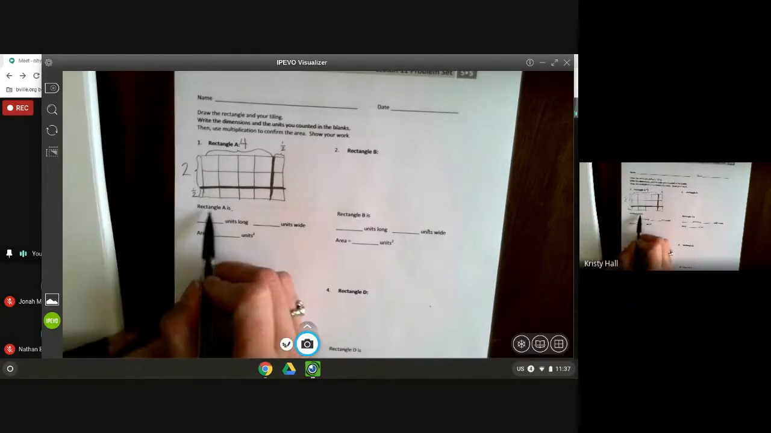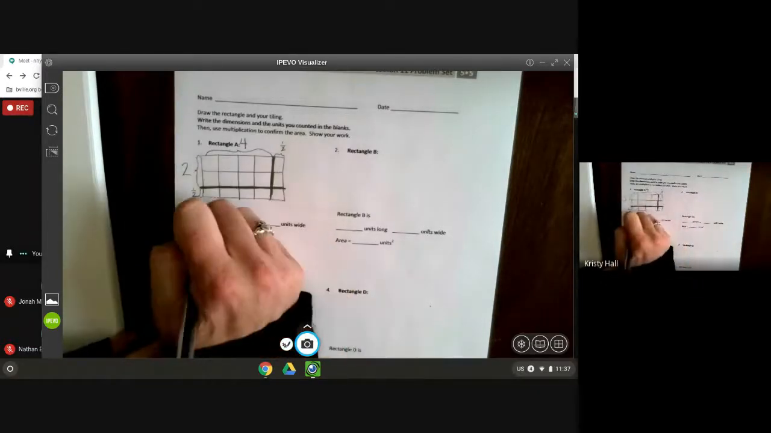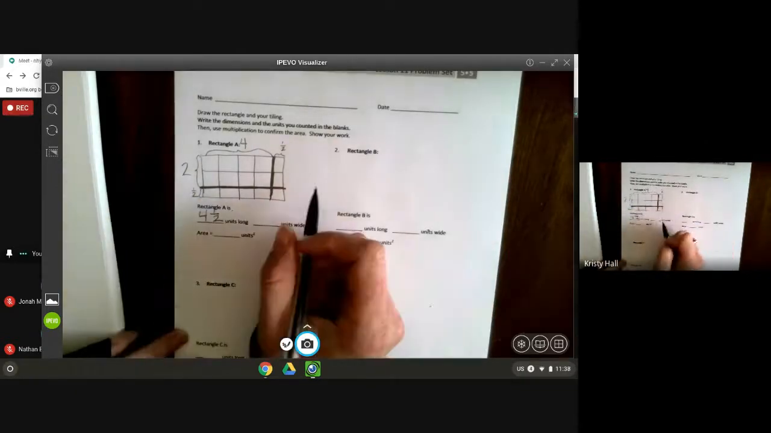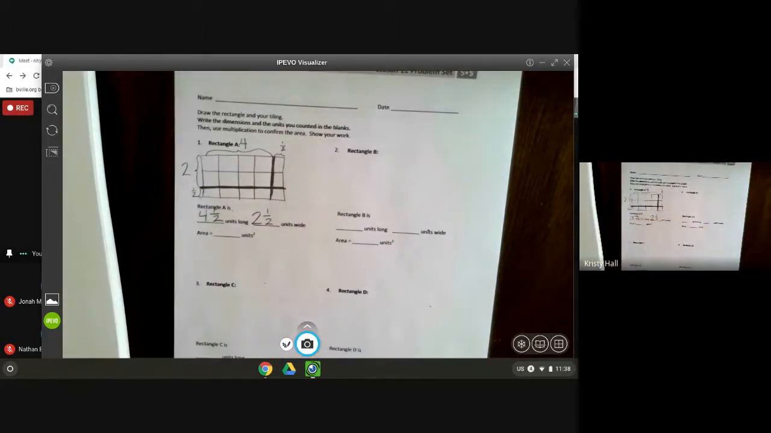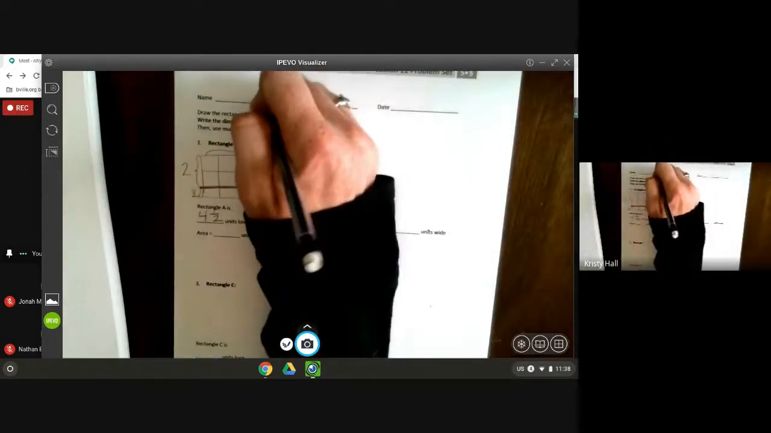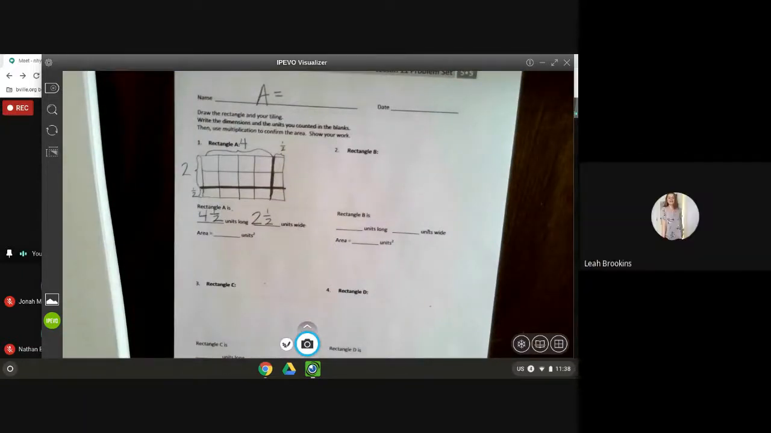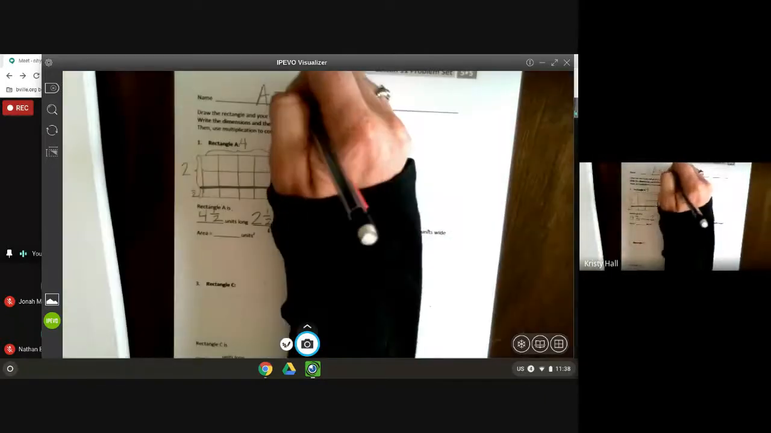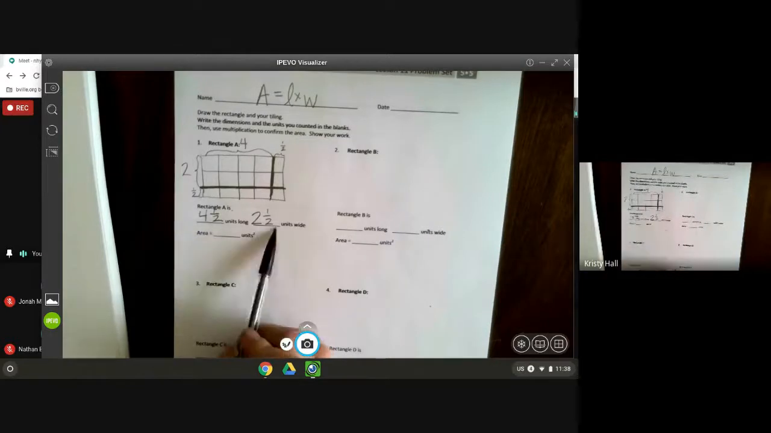Okay, so rectangle A is blank units long, blank units wide. So the length is 4.5, and the width is 2.5. We have to find the area. Does anyone remember how we find area? What's the formula for area? What two things are we multiplying? Length and width. Yeah, length times width. Good job. Okay, so we are going to be multiplying 4.5 times 2.5.